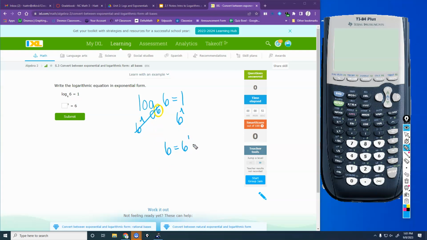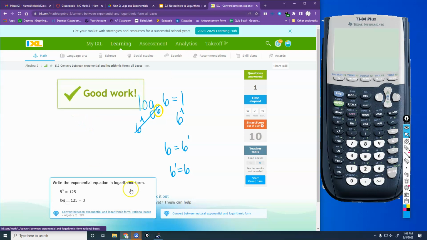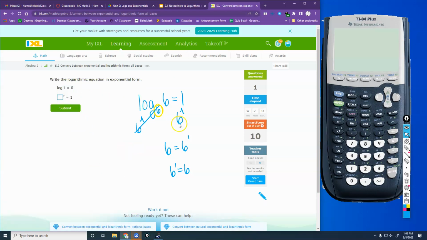Now, IXL, for the most part, is writing it this way. It's switching the sides of the equal sign, right? So to get this to match what I have here, I need to put a 6 right there in that blank. So 6 to the first power equals 6 for that. Okay, does that make sense what we're doing there? It leaves a blank for that.